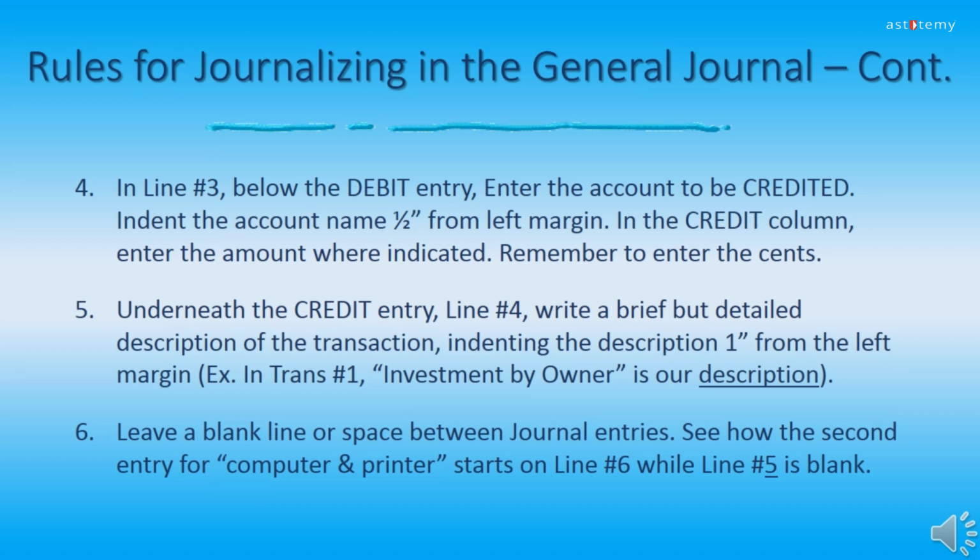Then in the credit column, enter the transaction amount, which is $20,000. Again, remember to enter the cents, but leave out the commas and the dollar sign. Rule number 5. Underneath the credit entry on line 4, write a brief but detailed description of the transaction.